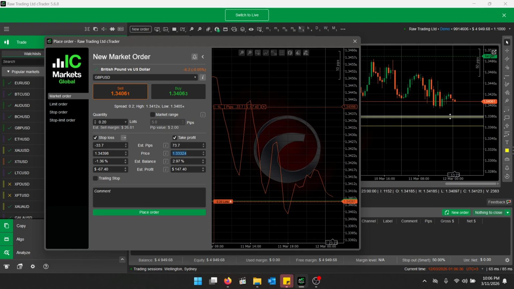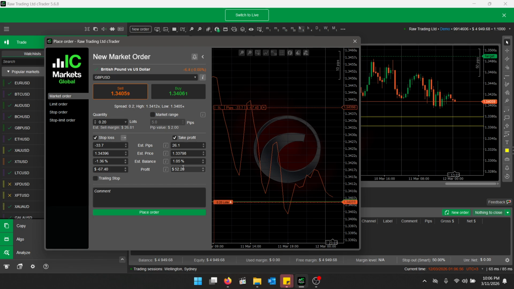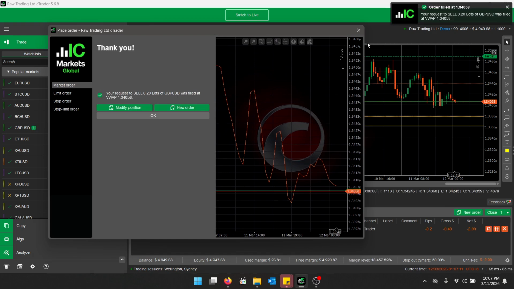If price gets here, at least they should give me the money that I want and exit me from the market. So 1.3380 is around this, and they are telling me if price gets to that point, I'm getting $52.2. And of course, once you are losing more than what you are getting, it means this trade is not good, because in the long run it wouldn't help. But for the sake of this video, I'll just click place order just to indicate.